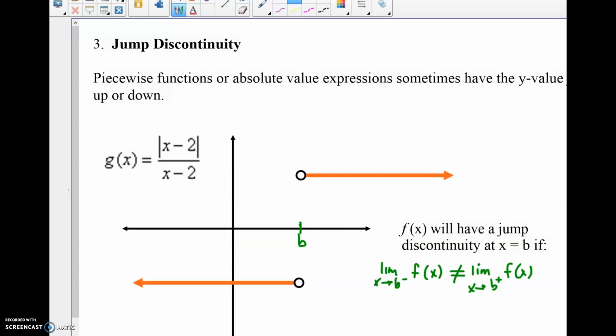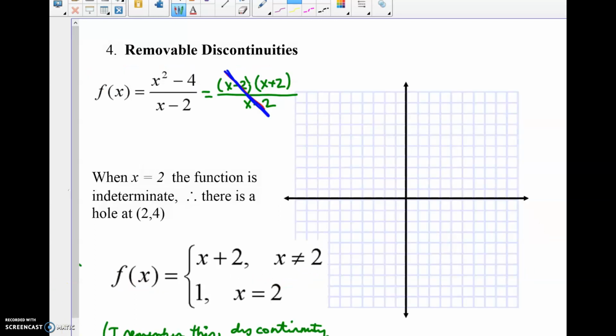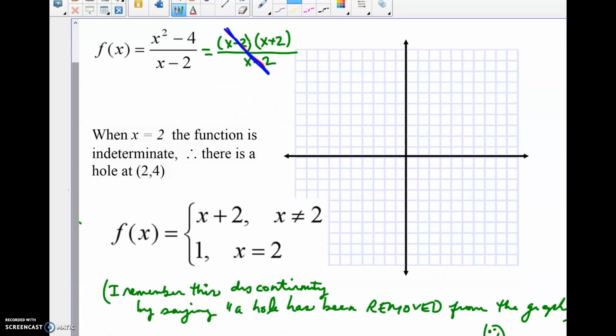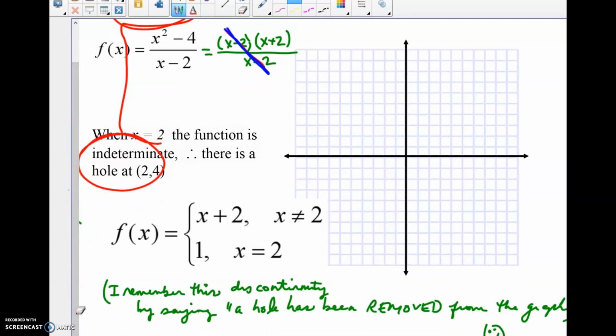Piecewise functions, or absolute value functions, often lead to jump discontinuities. You can see here this is a jump discontinuity, absolute value, or piecewise. If I was tracing along here, I would have to lift my pencil up and jump to the rest of the graph. Removable discontinuities happen when we can factor and cancel out one of the factors. So in effect, we remove that place where there would be a hole. We can see that that's indeterminate, or a hole. It's a removable discontinuity. I remember this discontinuity by saying a hole has been removed from the graph.